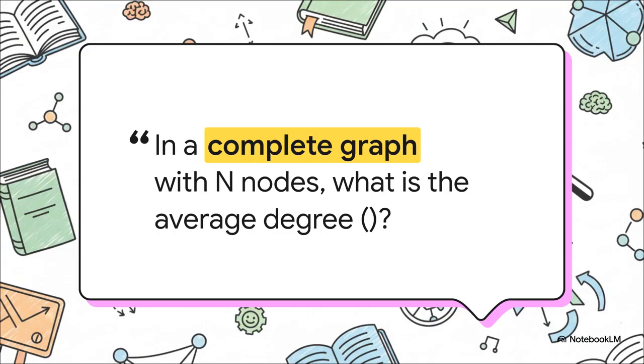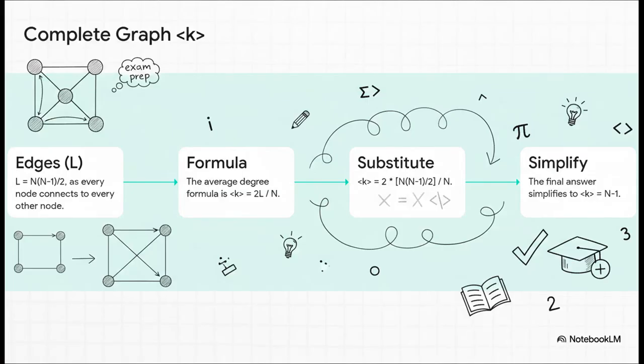Let's figure it out. Okay, here's how we solve it step by step. The first piece of the puzzle we need is L, the total number of edges. For a complete graph, there's a handy formula for that. L equals n times (n minus 1), all divided by 2. Now we just plug that into our average degree formula. We get <k> equals 2 times our big formula for L, all divided by n. And look what happens. The 2's cancel out, the n's cancel out, and you're left with this super clean, simple answer, n minus 1. And just like that, you've nailed a question that's almost guaranteed to be on the exam.